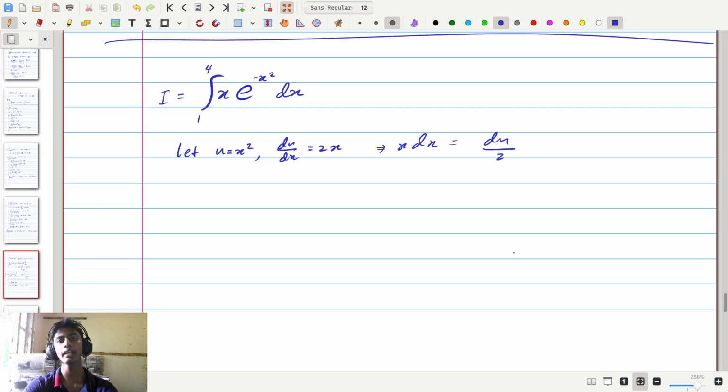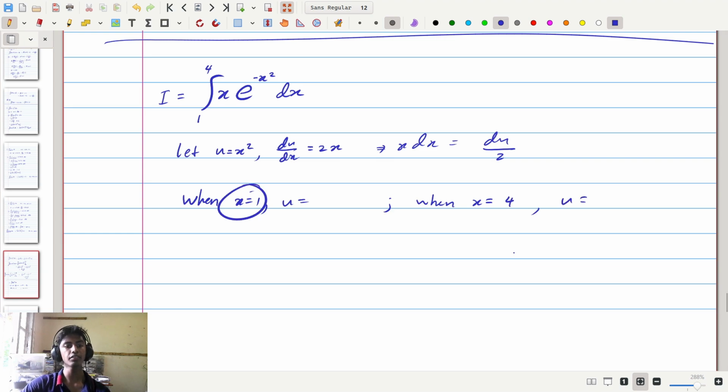Now then, the next extra step that we have here is to change the limit, since this is a definite integral. Over here, we have x equals 1 as the lower limit and x equals 4 as the upper limit. Generally, when we are solving this kind of integral, what we would write is something like this. When x equals the lower limit, which in this case is 1, we find the value of u, and then also when x equals the upper limit, which in this case is 4, we find the value of u.